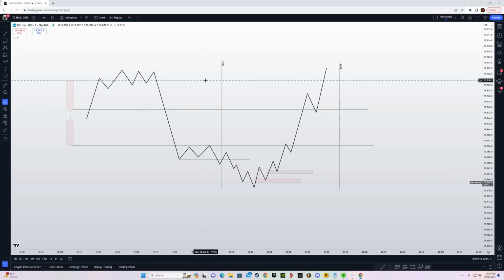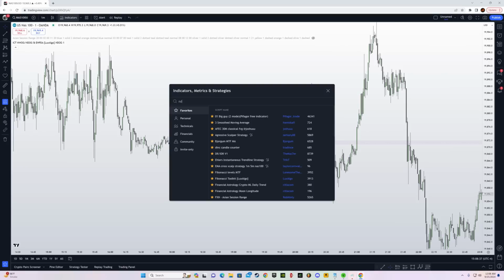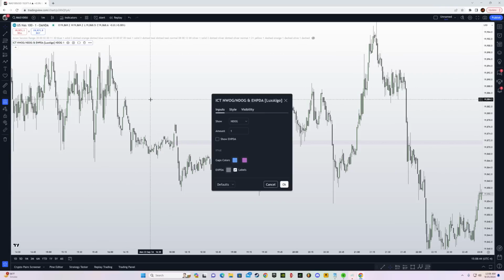So now that we have known this, I'm going to give you guys some examples and then I'll end the video. All right, guys, here is example number 1. For the indicator that's going to print out the new day's opening gap, you want to go to the indicators, type in NDOG, and the one with Lux Algo. You want to use this one. Then go to the settings and choose NDOG. The amount is basically how many new day's opening gaps you want to see on the chart. If you choose one, it's going to show you the most recent one. And then you can just hide the EHPDA.